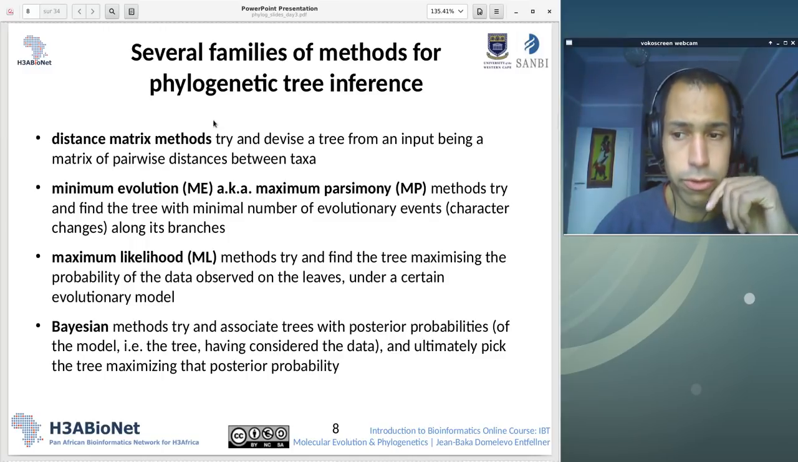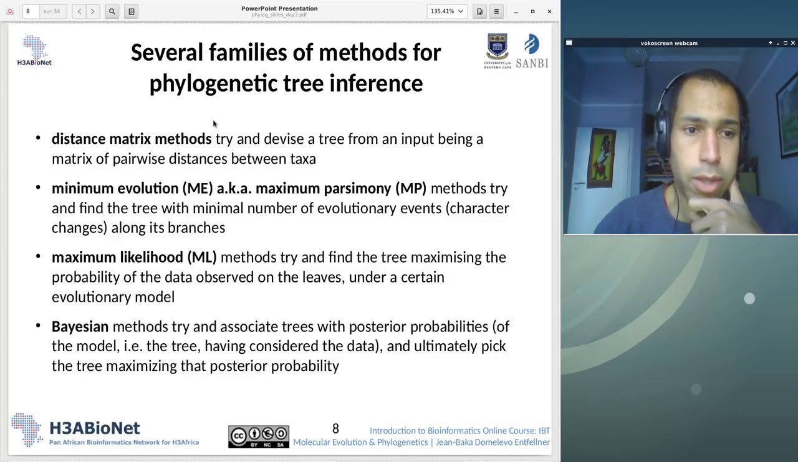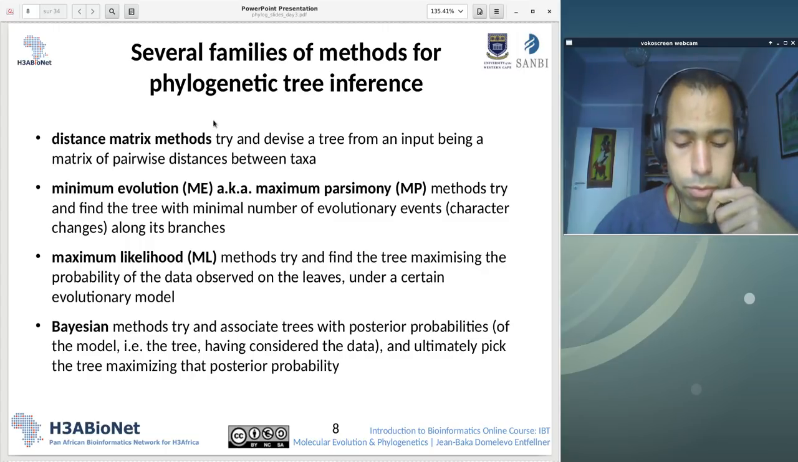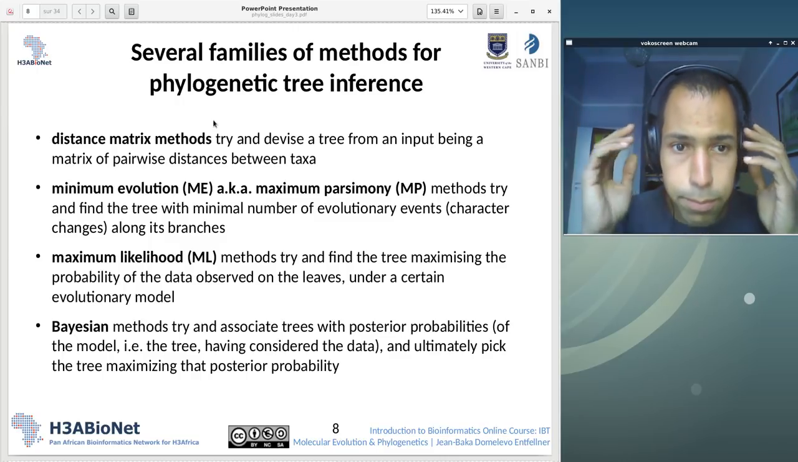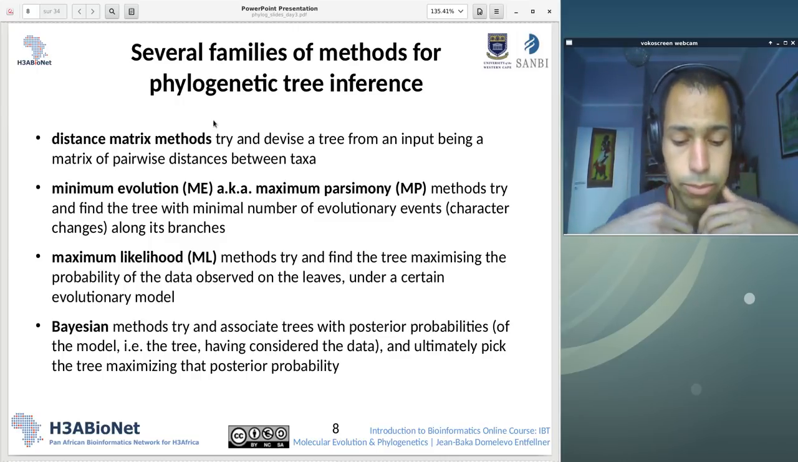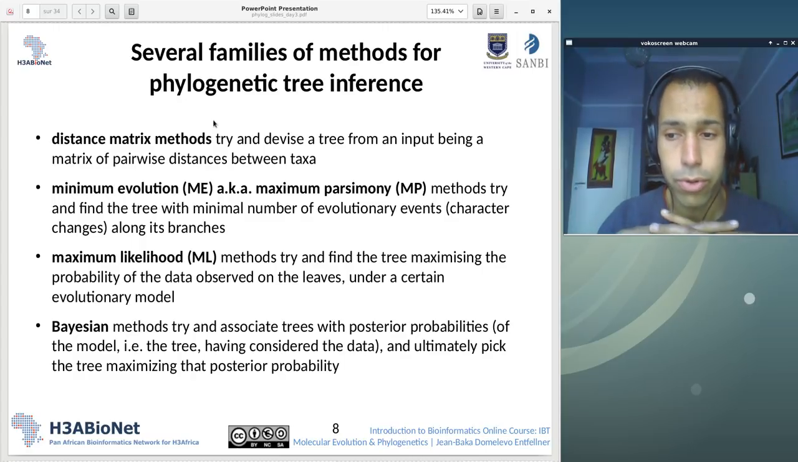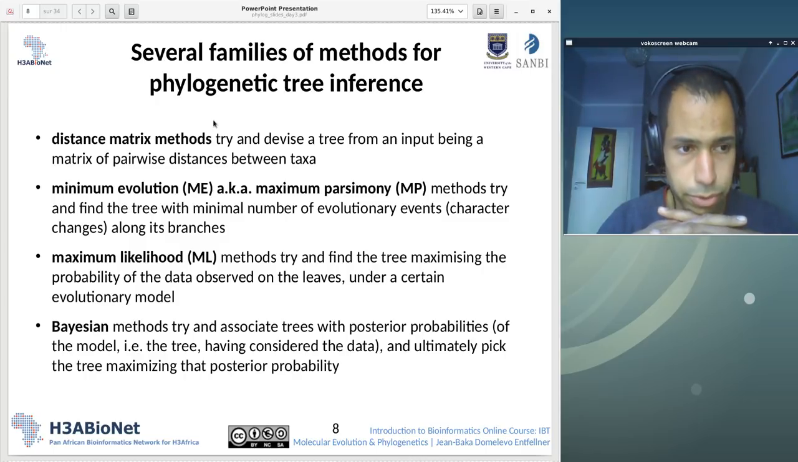Okay, so as we just said, there are lots of trees, potentially an infinite space if we consider branch length. So when one is given a certain number of taxa to infer phylogeny, researchers, phylogeneticists have devised many different types of algorithms to infer the most probably correct tree. So these methods can be classified into 4 families.